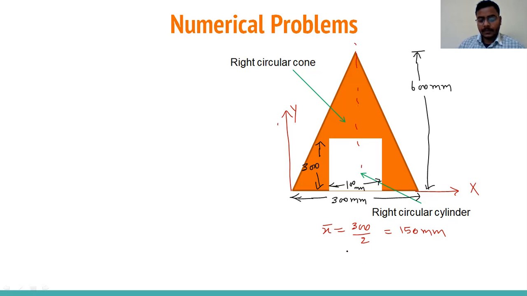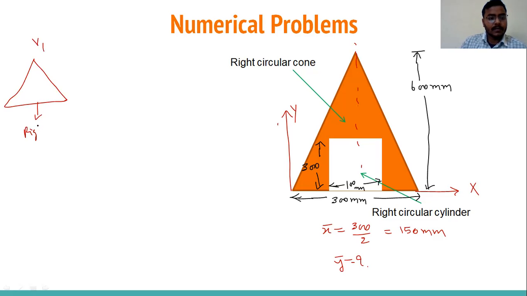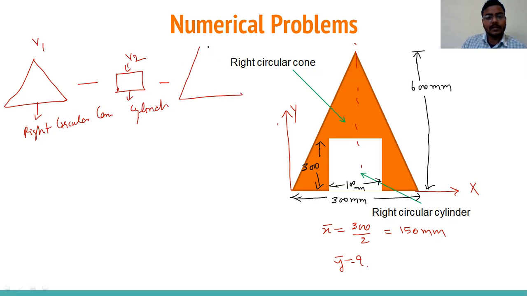Now we have to calculate y bar for the remaining figure. So what can I do? First, we will select V1 as a right circular cone. Then we will deduct a cylinder, which I'm assuming as V2. Then finally, we will get this remaining figure.